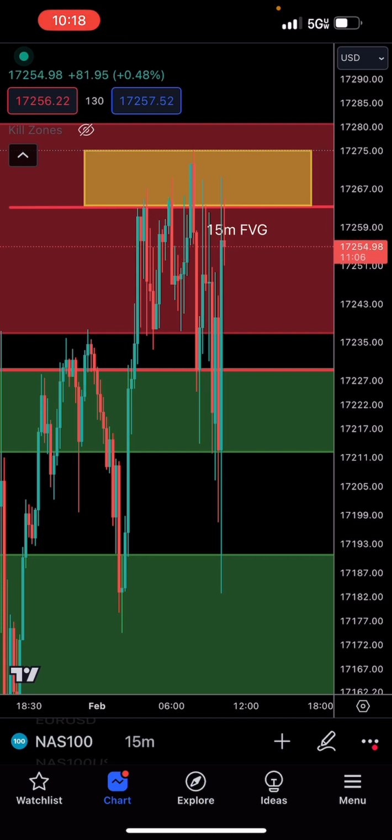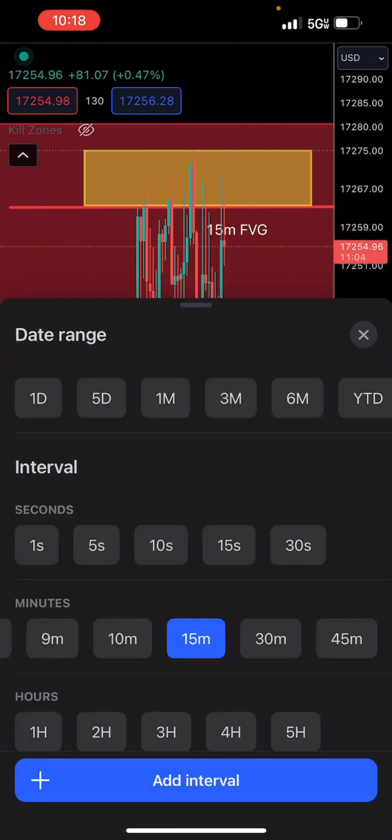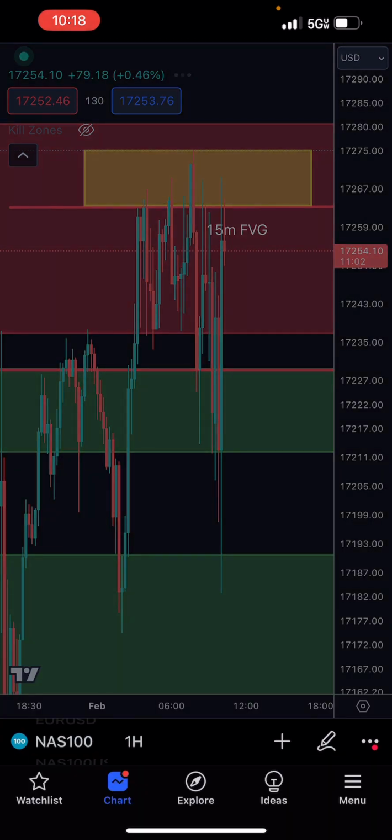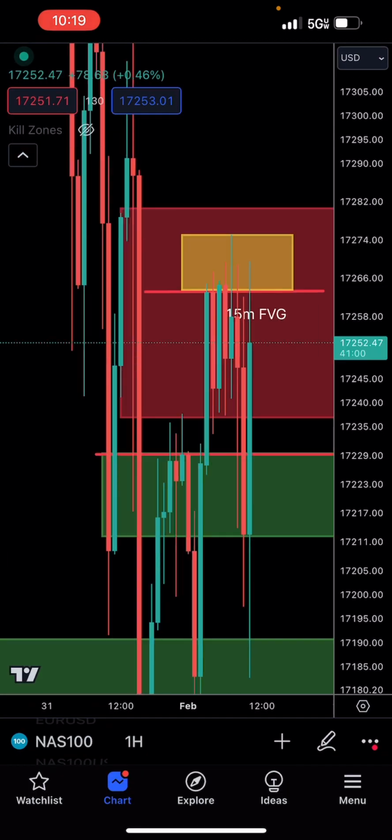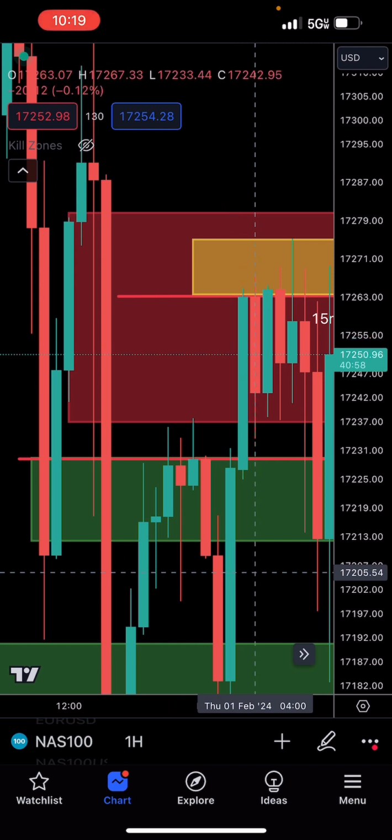But look at this yellow box. Look at how each time the market comes over this 4 a.m. candle, it sells off, right? It's barely staying above this 4 a.m. opening candle.